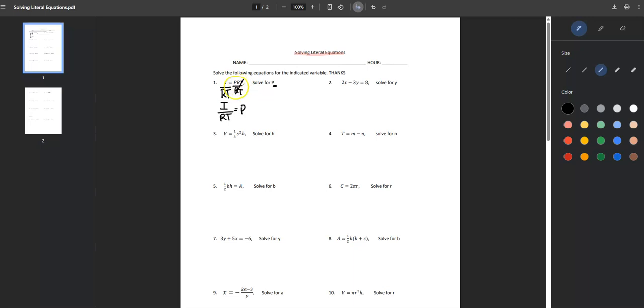This is a finance formula, by the way. This is interest and principal and rate and time. But that would be how you would manipulate that so that you could see what the principal is.